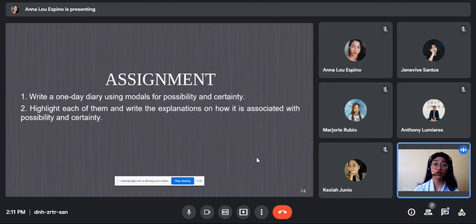If none, let me give you your assignment. For your assignment, all you have to do is to write a one-day diary using modals for possibility and certainty. So, as you can see in our lesson today, I have the text which is a letter, right? So, for you, all you have to do is to make a one-day diary which has possibility and certainty in it. And highlight each of them and write the explanations on how it is associated with possibility and certainty, just like what we have discussed. Okay? The difference only is that it is a diary. Is that clear? Is that okay with you? Yes, ma'am.